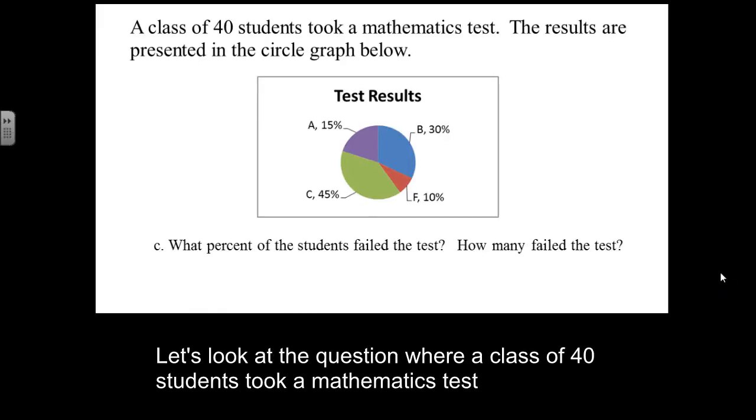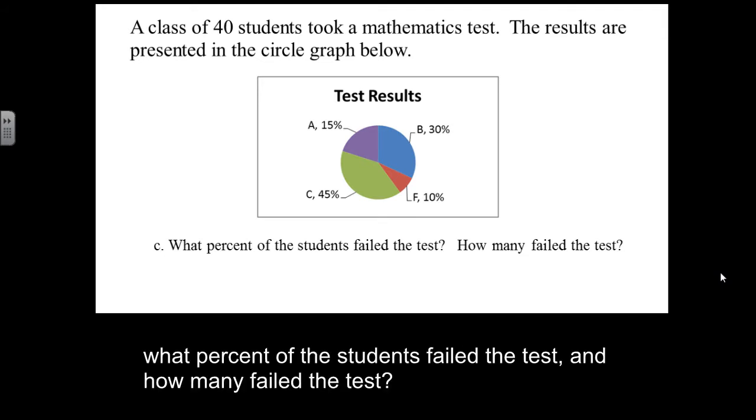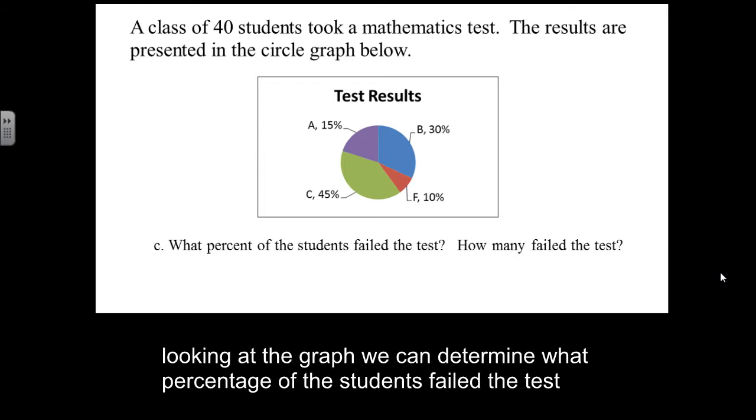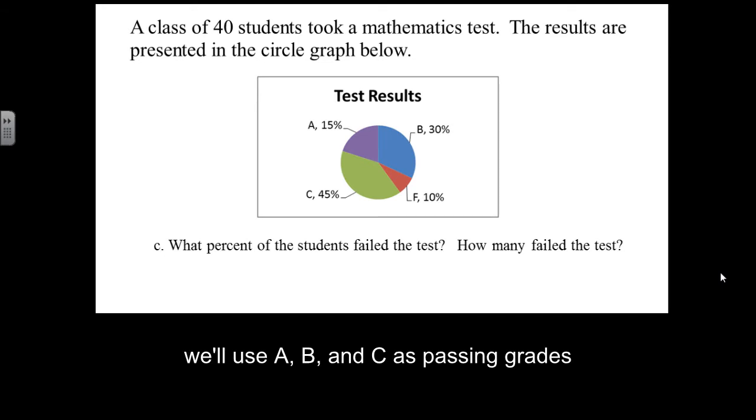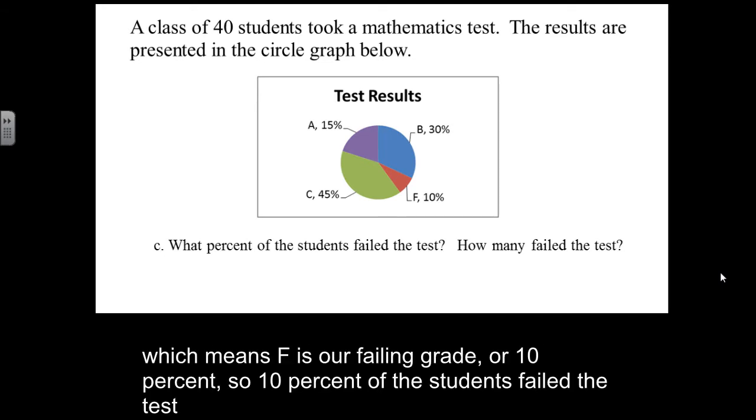Let's look at the question where a class of 40 students took a mathematics test. The results are printed below. What percent of the students failed the test? And how many failed the test? So we have two questions. Looking at the graph, we can determine what percent of the students failed the test. We use A, B, and C as passing grades, which means F is our failing grade, at 10%. So 10% of the students failed the test.